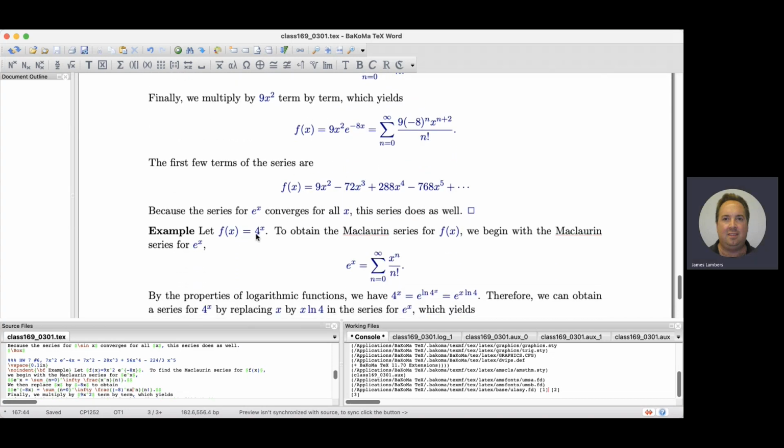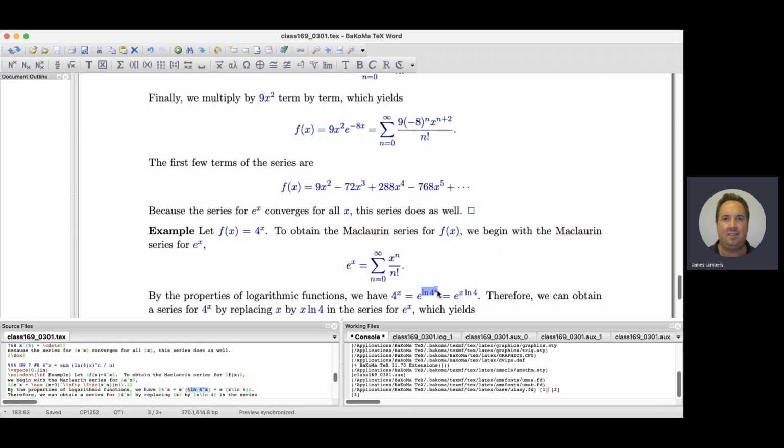All right, next I have f of x is 4 to the x. So because this is an exponential function, I'm again going to use the Maclaurin series for e to the x as a starting point. And then what I'll do is use a property of logarithmic functions to rewrite 4 to the x in terms of a natural exponential function. So I can write 4 to the x as e to the log of 4 to the x because e and log are inverse functions that would cancel.